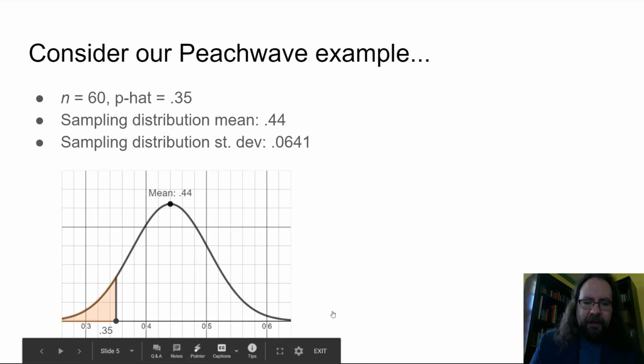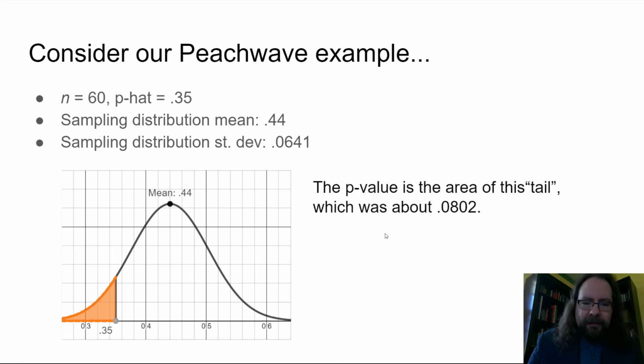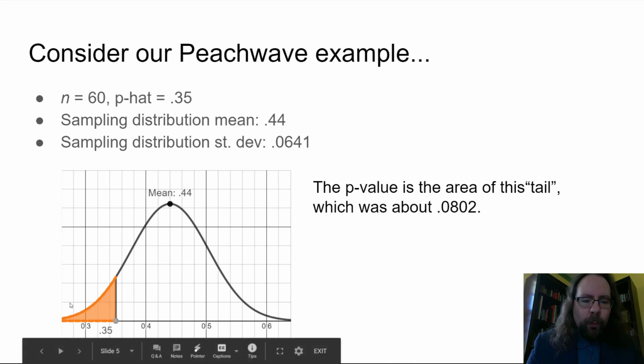And from there, we used normal CDF to find the area under this curve from negative infinity to our p-hat 0.35. And that gave us the p-value, the area of the tail, which was about 0.0802. So that's where the one tail comes from. We're finding the area of one tail of the normal distribution here.